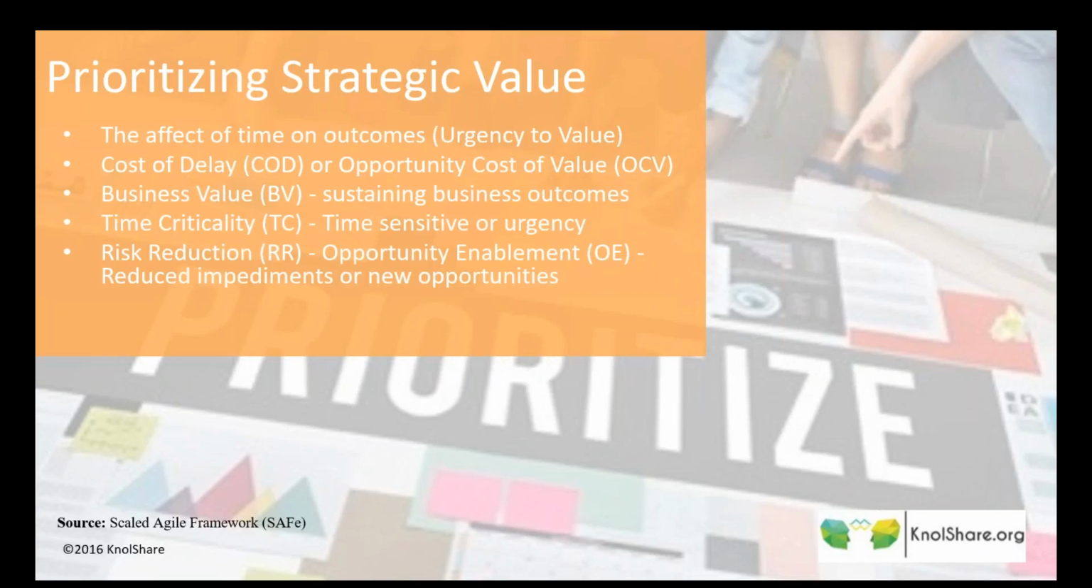And is it one of those things that provides risk reduction, or enables opportunity, where we're reducing certain levels of impediments coming to the organization, or we're able to expand our market and increase margin, which is one of the key things that most business leaders want. So the formula itself is: cost of delay is equal to the business value plus the total time criticality, TC, plus risk reduction and opportunity enablement.